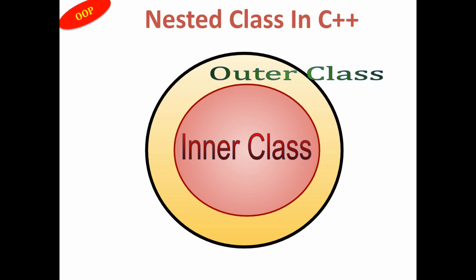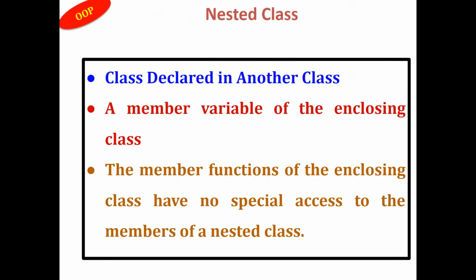So as we can see here, when a class is enclosed in another class, it is known as a nested class, and this nested class is also known as an inner class. This inner class becomes a member variable of the enclosing class. However, the member functions of the enclosing class have no special access to the members of the nested class. Even if they want to access the members of a nested class, they will have to create an object of the nested class and then access it.